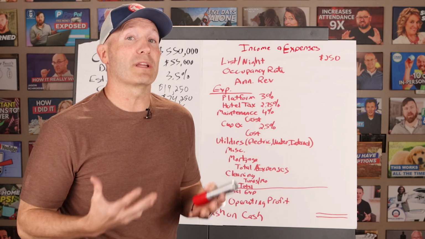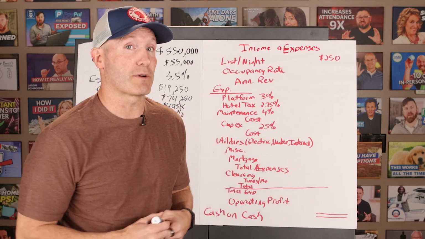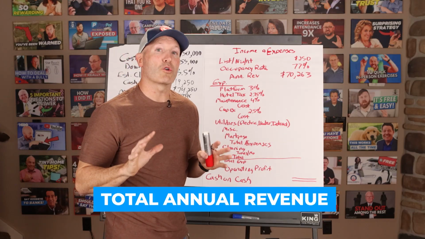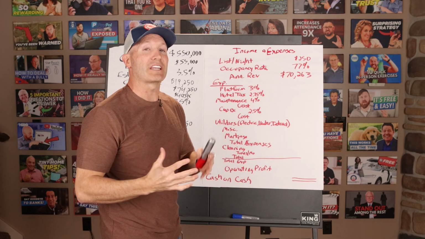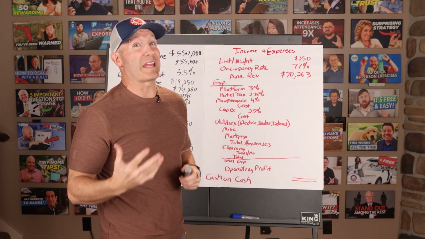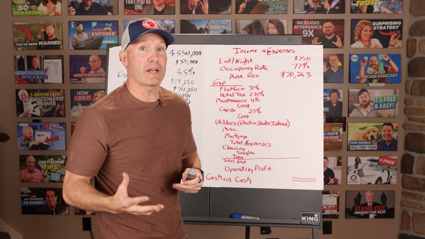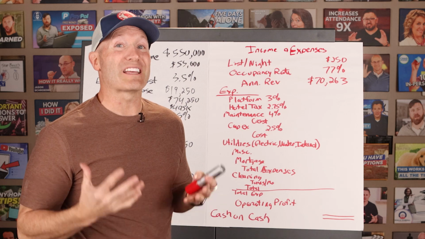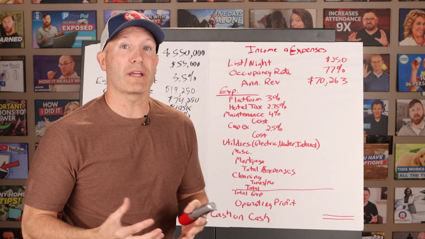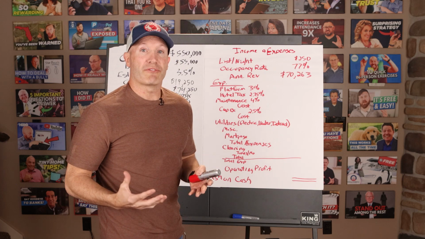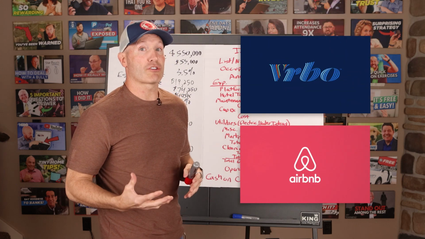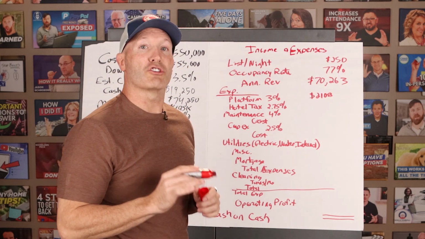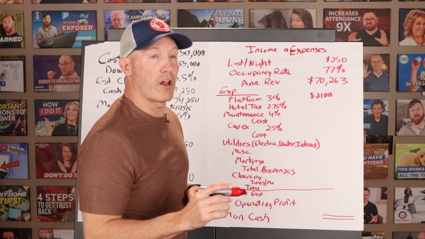But for this piece of property, believe it or not, it's at a 77% occupancy rate, which brings annual revenue to $70,263. So that is the total annual revenue that this property brings in year in and year out. We've had years where it's been 81%, 82% occupancy, and as low as 74, 75%. So on average, we figure 77% is a really good average that we can base the property and all the financials off of. Now, a platform fee, whether it's Vrbo or Airbnb, they're going to charge 3%. 3% of the $70,000 is going to be $2,108. Hotel tax at 2.75% is going to be just over $1,700. And maintenance.